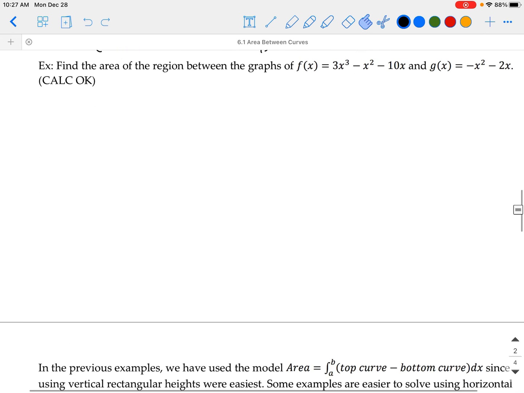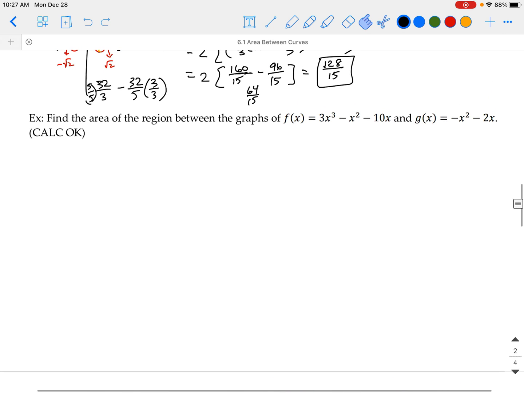All right, so for the last example that we're going to look at, the area of the region between the graphs here is going to be done by calculator. So let's see why that might be. So we've got 3x to the third minus x squared minus 10x. And we've got negative x squared minus 2x. So go ahead and put that into your graphing calculator.